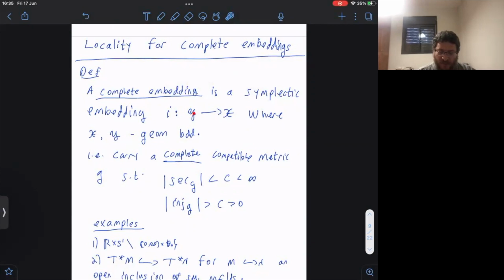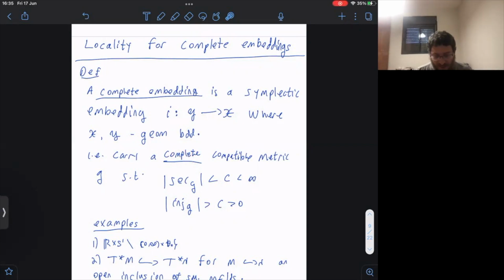of a symplectic manifold Y into a symplectic manifold X, where your assumption is that X and Y are geometrically bounded. And it maybe makes sense to recall the definition of geometrically bounded. It means that each of them carries a complete compatible metric. Compatible here means induced by a compatible almost complex structure. And we require that this metric satisfies a bound on the curvature from above and a bound on the radius of injectivity from below.